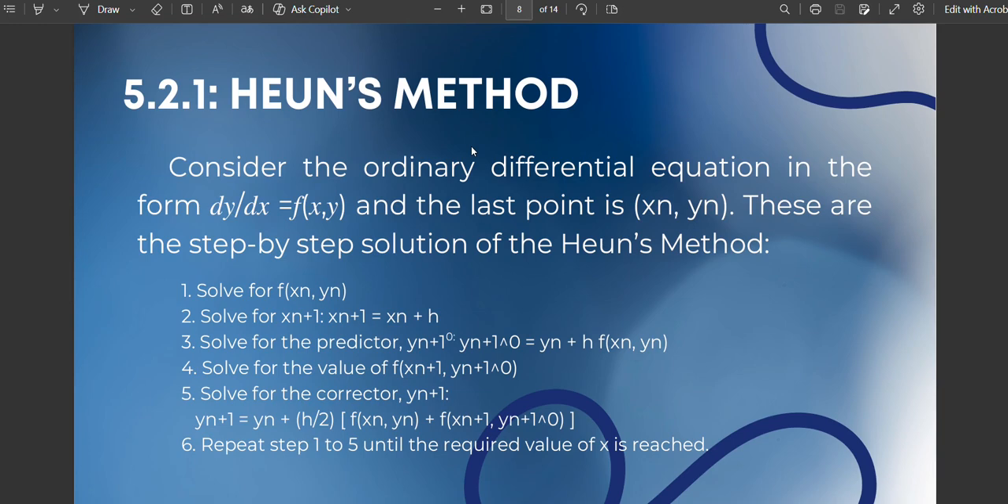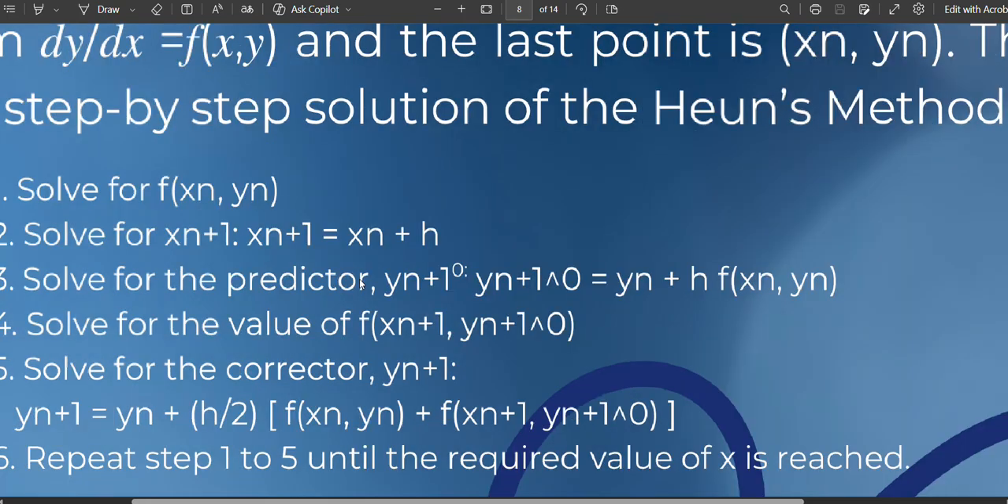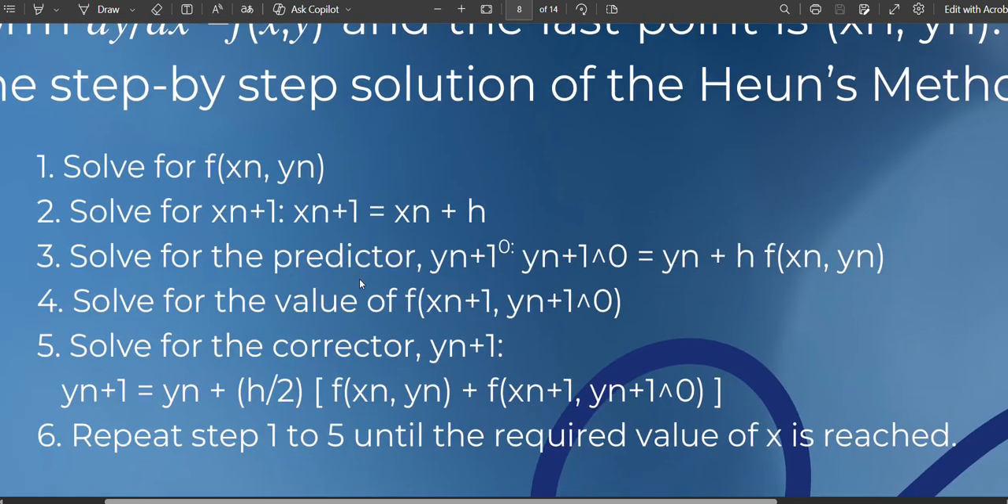The last point is x of n and y of n. These are the step-by-step solutions of Heun's method. First, solve for f of x_n, y_n. Next, solve for x_(n+1) equals x_n plus h. Next, solve for the predictor, where y_(n+1) raised to 0 equals y_n plus h times the function of x_n and y_n.